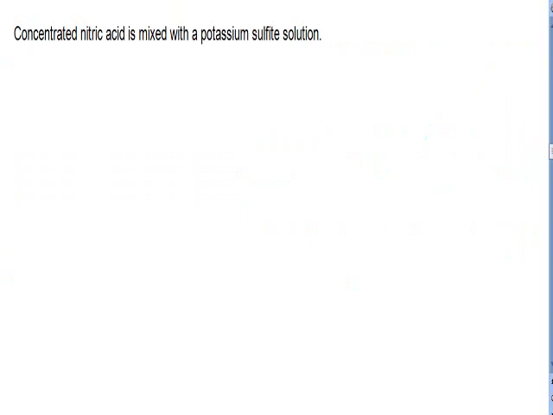Let's try another redox reaction prediction. Here we have something where it says concentrated nitric acid mixed with potassium sulfite. Oftentimes in language, if a problem says something such as concentrated nitric acid, hot concentrated sulfuric acid, or things of this nature, that is indicative that the reaction again is going to be a redox reaction. So the language of the problem gives us a tip that it's going to be a redox reaction prediction.